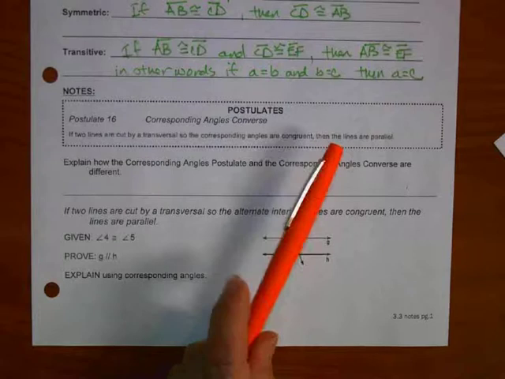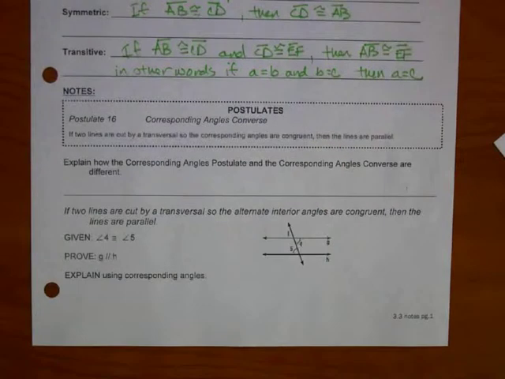So it's a little bit, it's a converse. If they're telling us the corresponding angles are congruent, cut by a transversal, then we can say, well, those two lines must be parallel if those are congruent. So we're going to work with that a little bit today.